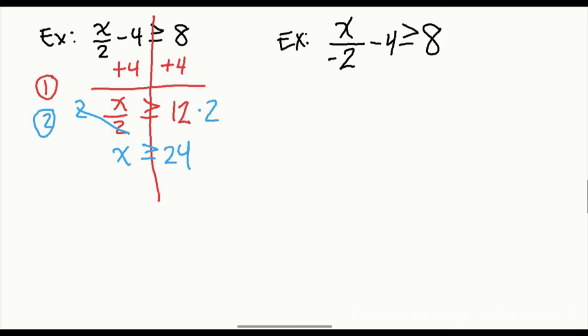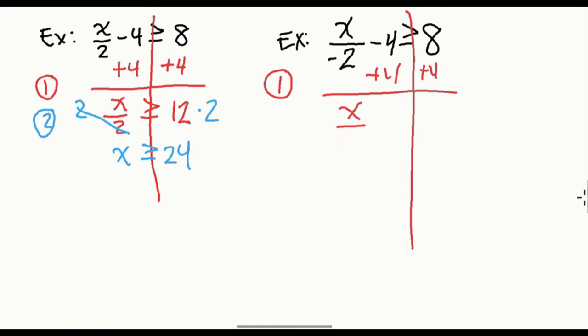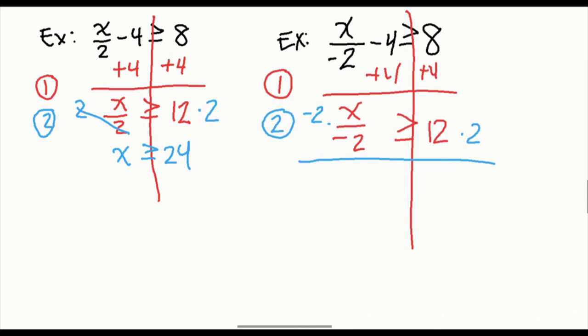Then we can ask ourselves our second question. Are we going to have to multiply or divide by a negative number? Here we are dividing by a negative, which means we'll need to multiply by a negative. So that means we will have x is greater than or equal to negative 24. However, because we had to multiply by that negative number, we need to flip our sign. So x is actually less than or equal to negative 24.